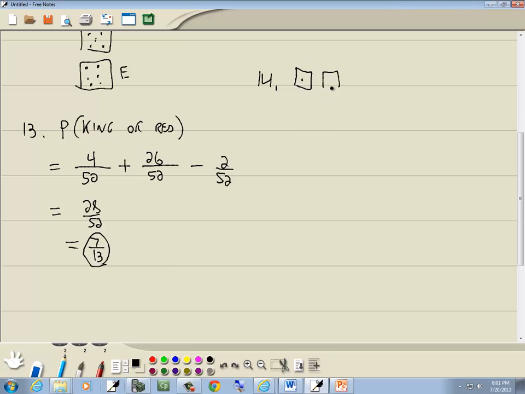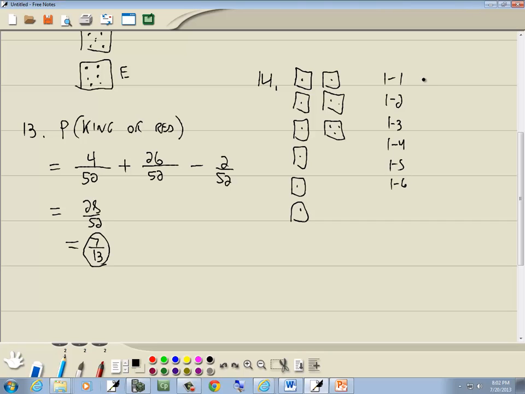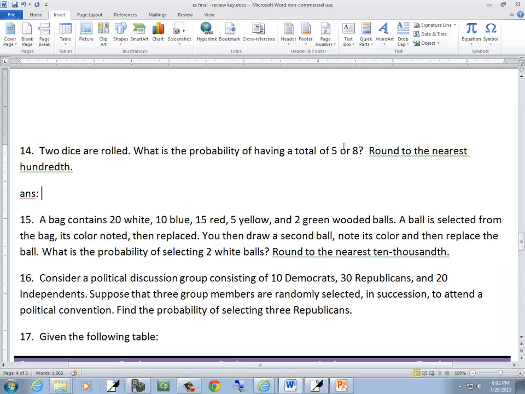Okay, 1, 1. And you can have 1, 1, 1, 2, 1, 3, 1, 4, 1, 5, and 1, 6. Or your first die can be 2. So you can have 2, 1, 2, 2, 2, 3, 2, 4, 2, 5, and 2, 6, and so on. And if you listed all of them out, you'd see there's 36 possibilities. There always is. Okay, we're looking at a total of 5.